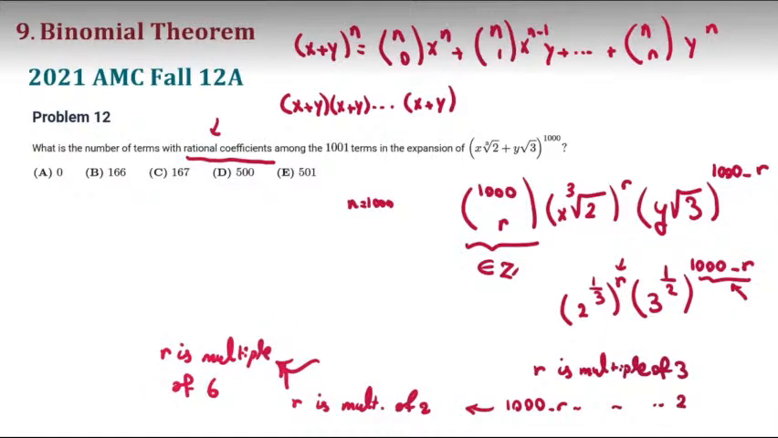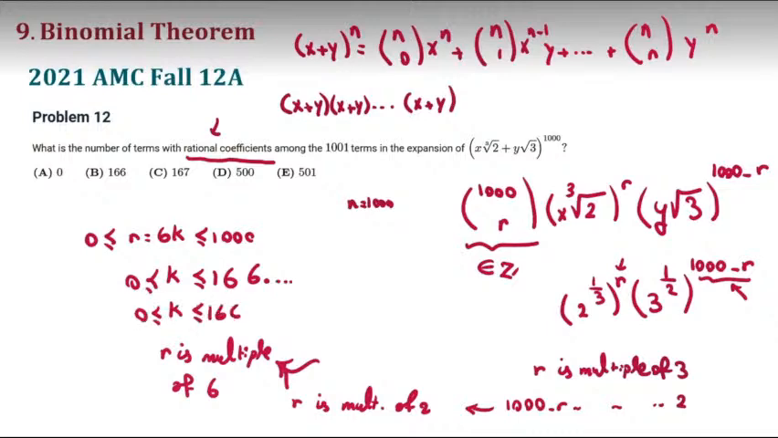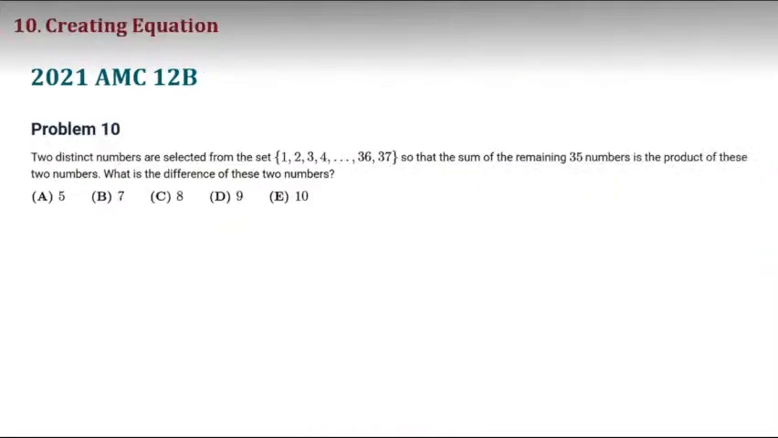So we can say r equals 6k. But r should be from 0 to 1000, because the power is 1000. If we divide 1000 by 6, it is 166 point something. So k is greater than or equal to 0 and less than or equal to 166. So the answer is 166 plus 1, 167. So the answer is C.